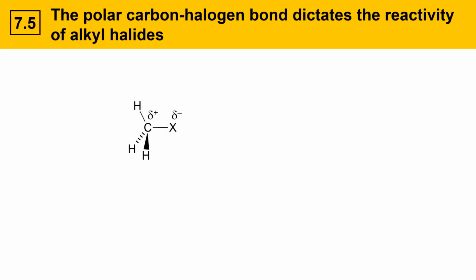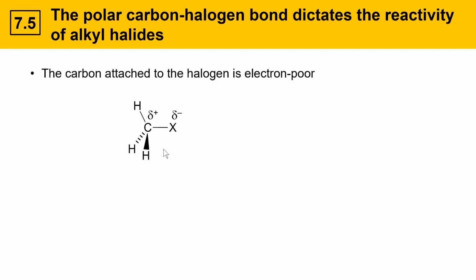The next slide is going to talk about the polar carbon-halogen bond and how it's really important for dictating the reactivity of alkyl halides. So here's a generic alkyl halide that's shown with a carbon group that's partially positive bonded to some type of halogen X, which could be fluorine, chlorine, bromine, or iodine, but this polar bond is important for dictating the reactivity of the molecule. So the carbon attached to the halogen is electron poor. So the carbon here has a partial positive that's indicated by this delta plus.